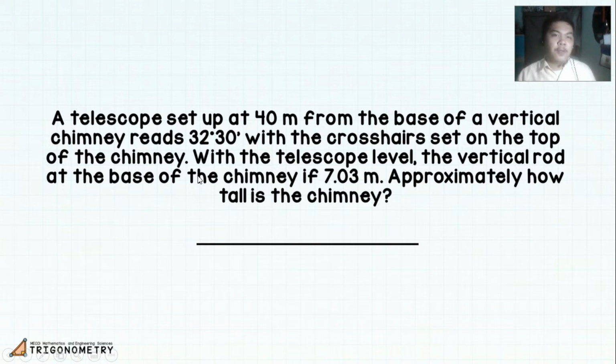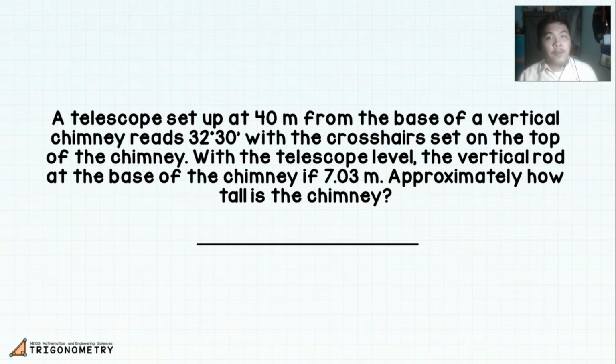For this problem, we will be using the trigonometric relationships. A telescope set up at 40 meters from the base of a vertical chimney reads 32 degrees and 30 minutes with the crosshairs set on the top of the chimney. With the telescope level, the vertical rod at the base of the chimney is 7.03 meters. Approximately, how tall is the chimney?